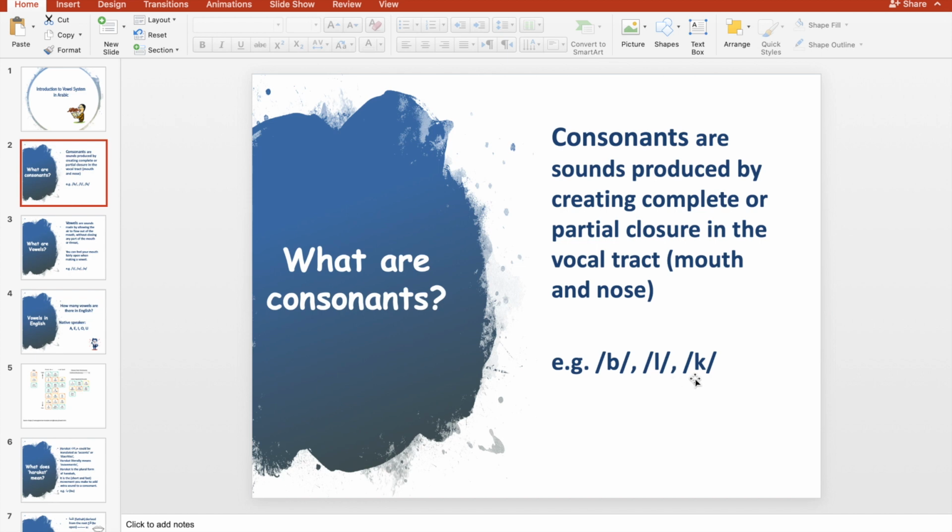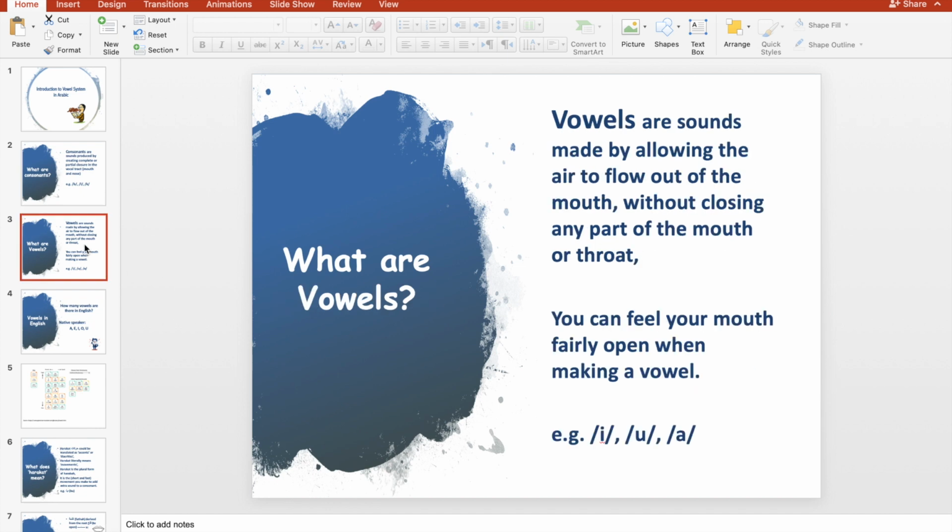The consonant K is made in a similar way, but here the back part of the tongue is placed against the back part of the roof of the mouth. Vowels, on the other hand, are made by allowing the air to flow out of the mouth without creating any sort of closure. You can feel your mouth fairly open when you make a vowel.